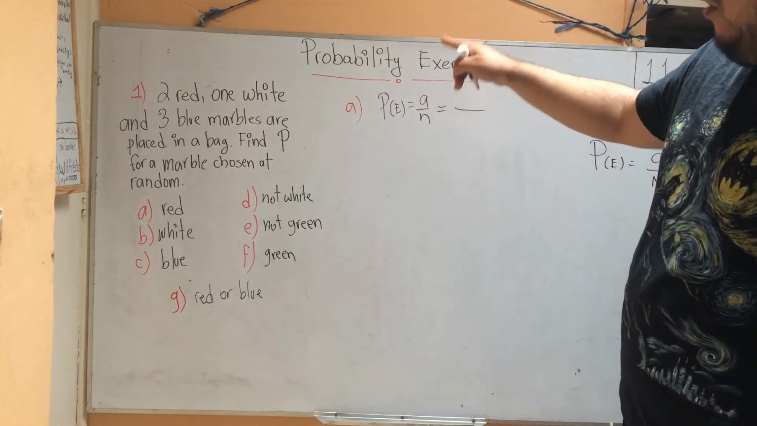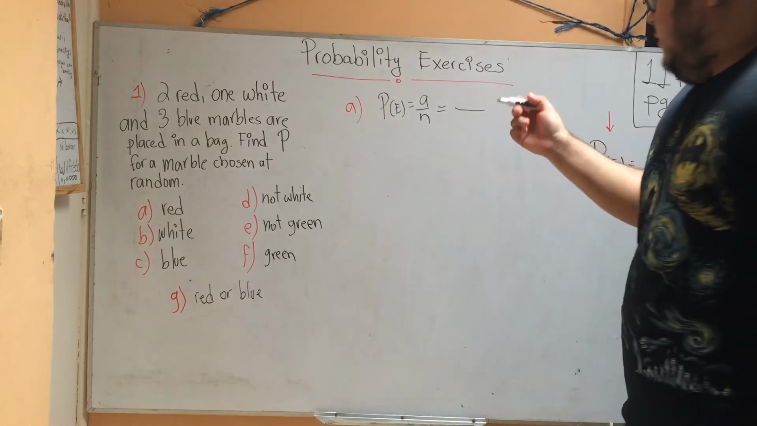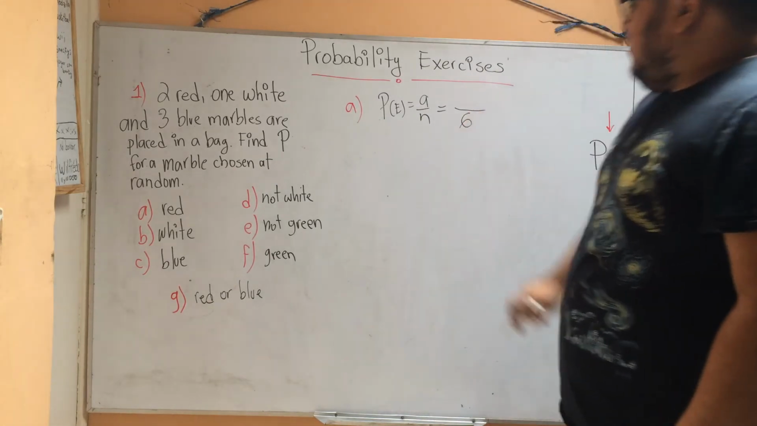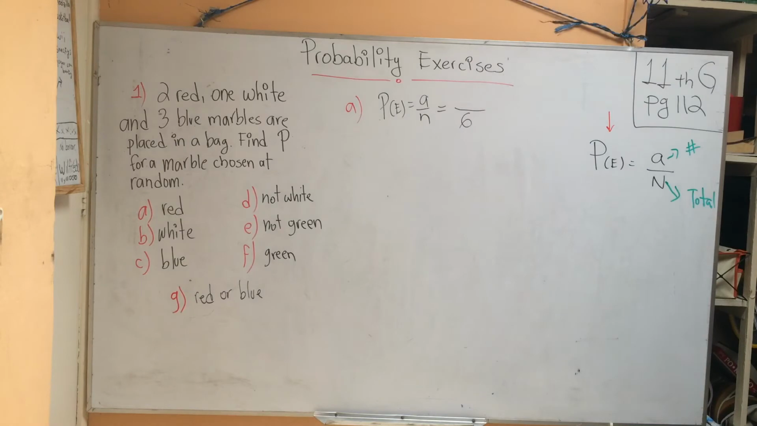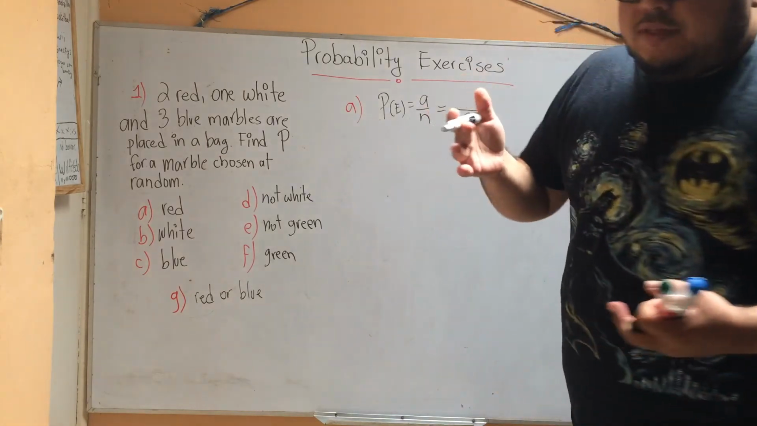We have 2 red, 1 white, 3 blue marbles. That means that we have 6 in total. Okay, so we start placing what we already know. Now, out of those 6 marbles, how many of those marbles are red? We have 2 reds. Okay, so when we place it, what is the number that we're looking for?